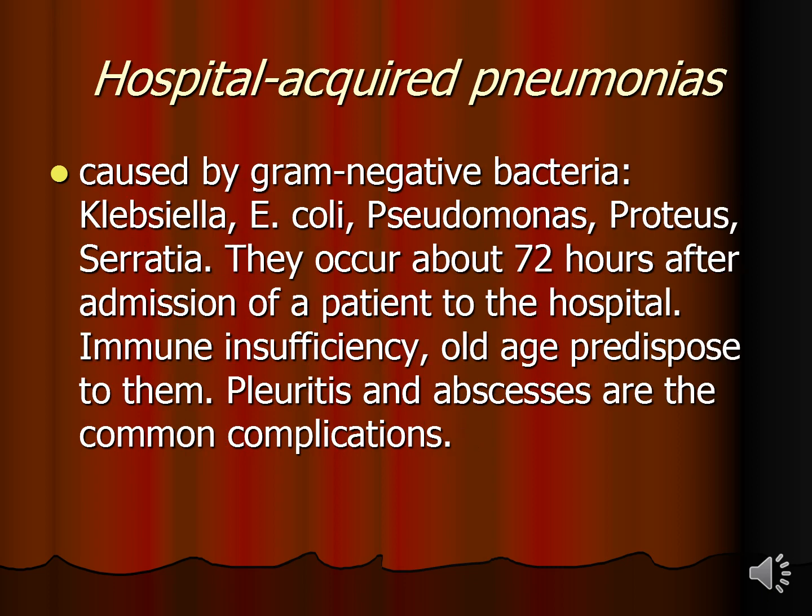A few words about hospital-acquired pneumonias. They are caused by gram-negative bacteria like Klebsiella, Escherichia coli, Pseudomonas, Proteus, Serratia. They occur about 72 hours after admission of the patient to the hospital. Immune insufficiency and old age of the patients predispose to such hospital-acquired pneumonias. Pleuritis and abscesses are common complications of hospital-acquired pneumonia.